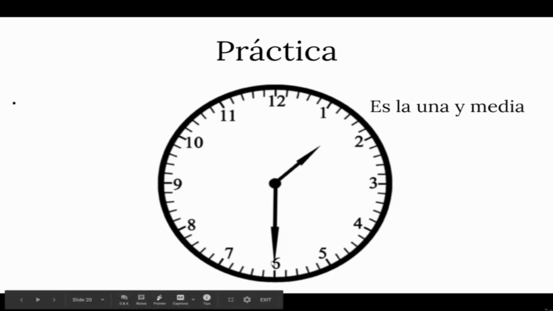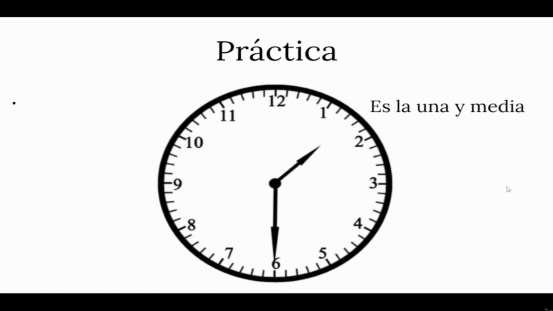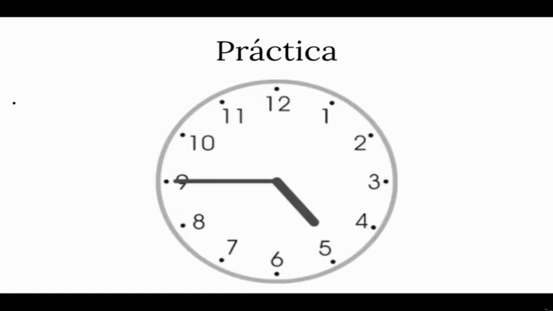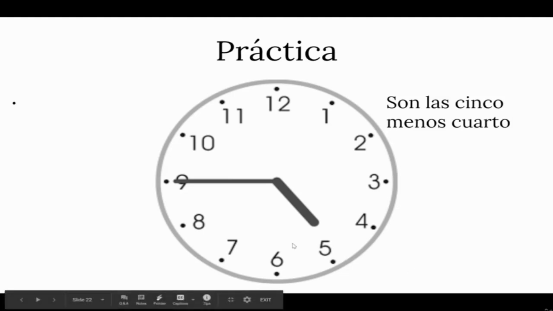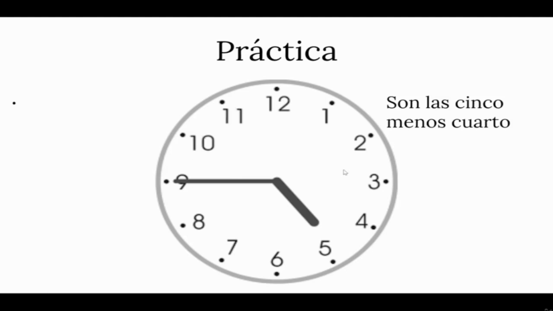Now remember, after this point, after 1:30, we start to subtract. This half of the clock, subtract. This half of the clock, add. ¿Qué hora es? Son las cinco menos cuarto. Remember, we subtract. It's almost 5 o'clock. It's 4:45. So, 5 o'clock minus a quarter.